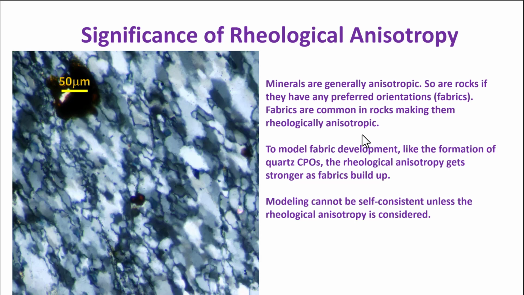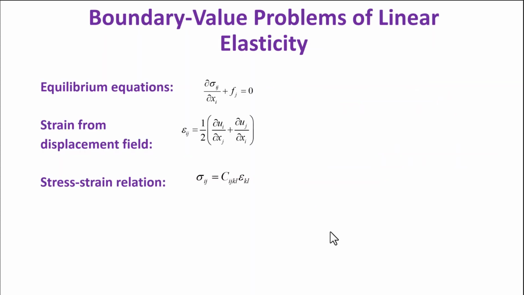Treating them as isotropic is a simplification, and that simplification may be reasonable for some problems, but not for all problems. For instance, if we model fabric development, such as the formation of quartz CPOs, the rheological anisotropy will get stronger as the fabric develops. So the modeling cannot be self-consistent unless we consider this developing rheological anisotropy. So rheological anisotropy is not something we choose to deal with, it's something we must deal with for certain problems.